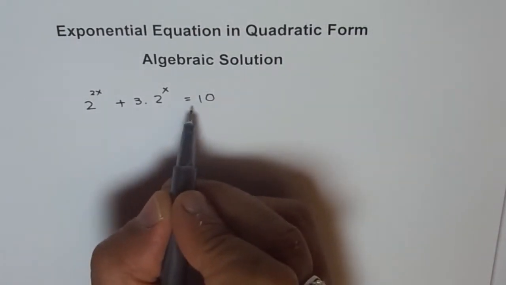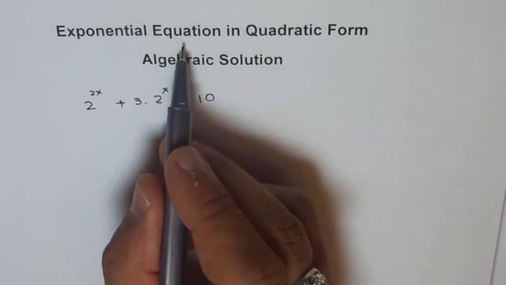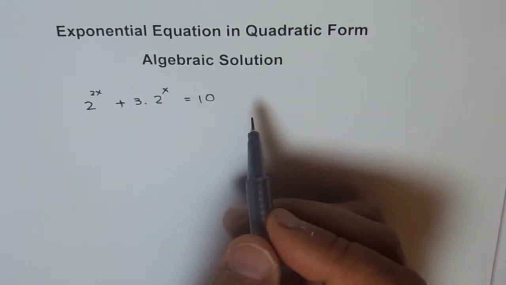How is it an equation? Because we have an equal sign. And why is it called an exponential equation? Because we have an exponent which is a variable. That's why it's an exponential equation.